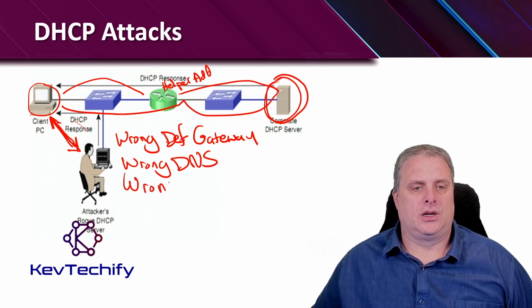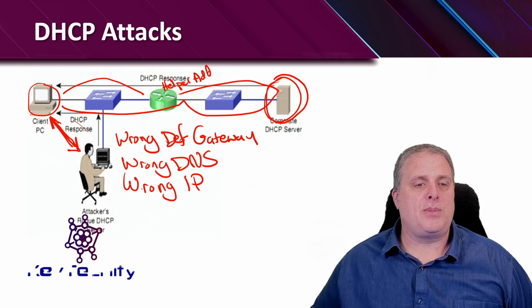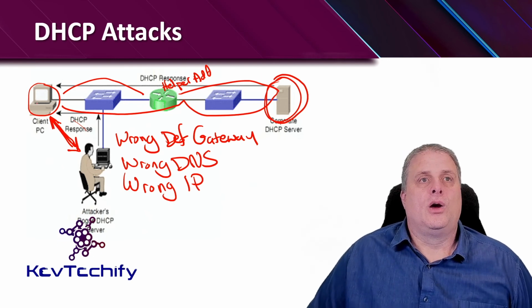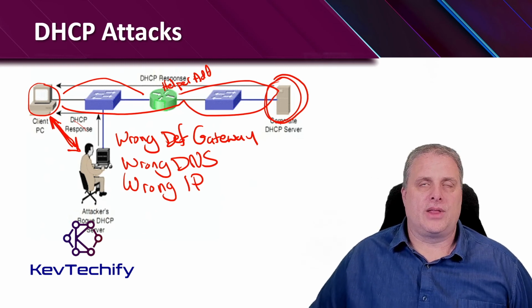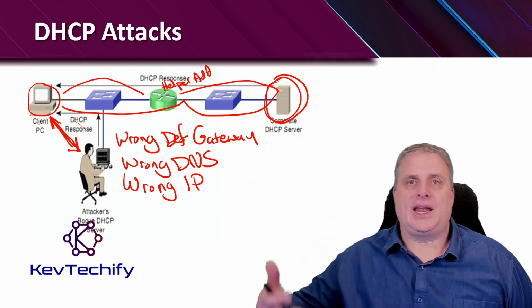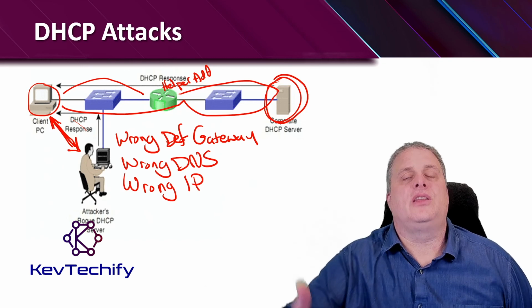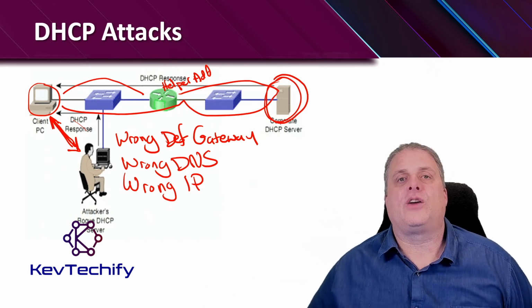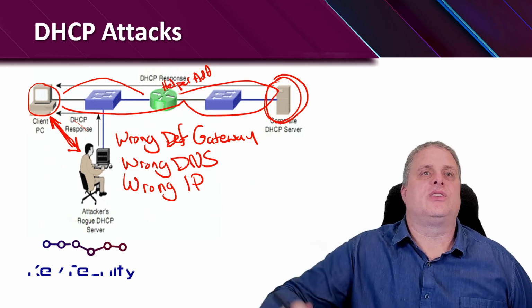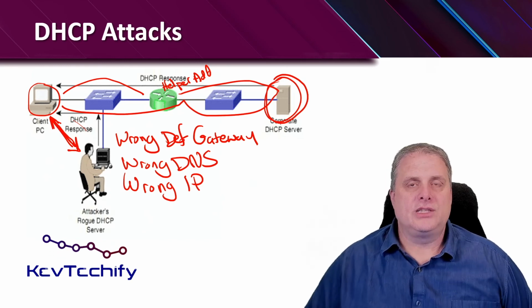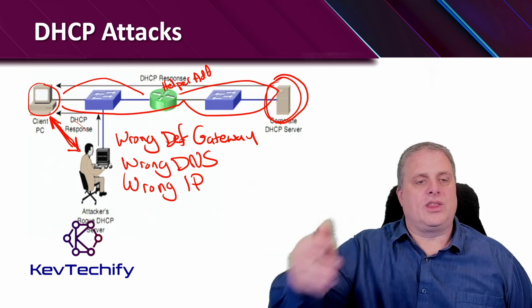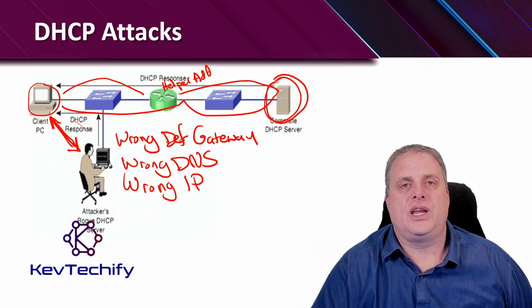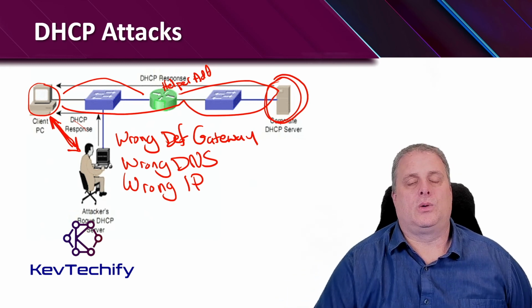You could even set up a wrong IP address. So wrong IP address you could send to that client. Why would you do that? An invalid IP address won't work on the network. So that way that client isn't able to access anything, couldn't get to their default gateway to get off of their network, couldn't see any of the other servers on their network. This would be like a denial of service attack. All different things happen when that rogue DHCP server is on your network.